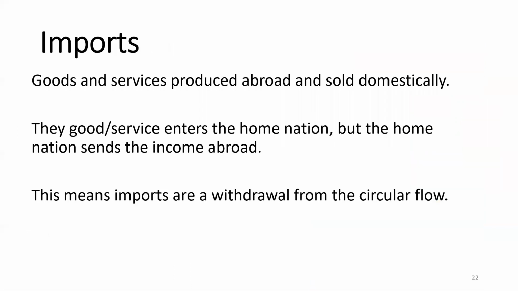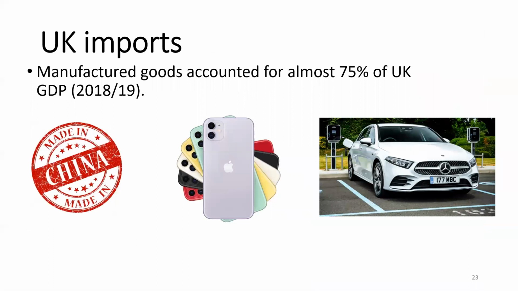Imports are goods that are produced abroad and sold domestically. That means money is being withdrawn from the UK circular flow. So examples: if it's a cheap plastic toy, chances are that it was made in China. If you buy an iPhone, it was made in the United States, or at least it was. The company that generates the income is in the United States, Apple. And if you buy a Mercedes, then that's obviously going to be German.